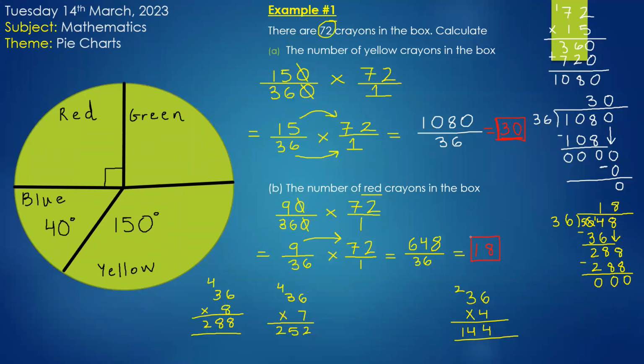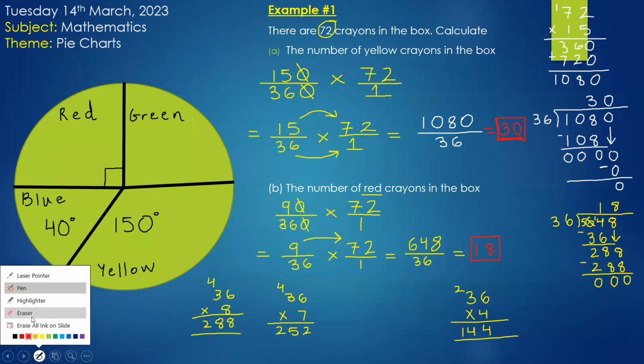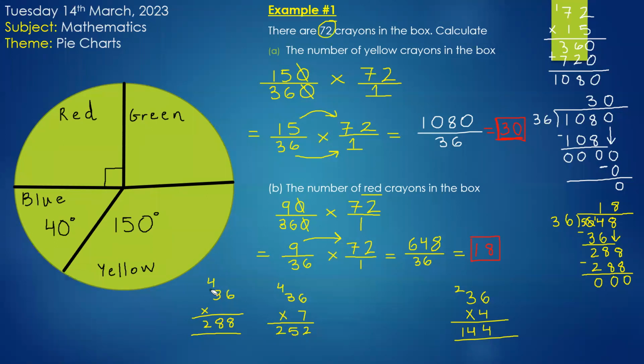Good. Now how many blue crayons? So how are we going to get the blue crayons? Mr. Petit, you can't just add the 30 and the 18 together and then know how much is left from the 72 to make it easier. We could only do that for the last one, for green. We can't do it for blue. We have to figure out what blue is.